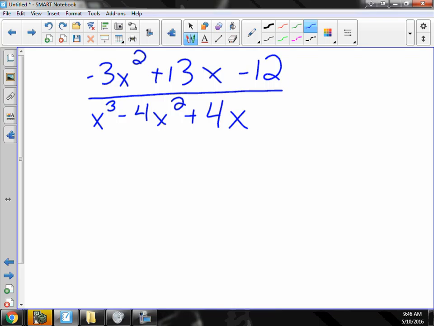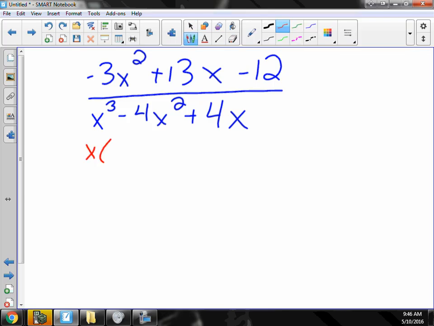If you end up with a numerator that's really nasty, go ahead and graph it, find the roots, turn the roots into factors, and then you could use synthetic division or long division to figure out what they are. But in this one, it's actually pretty easy. All I have to do is pull out an x.